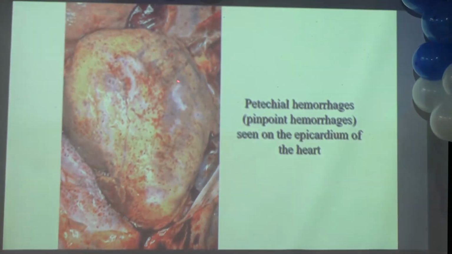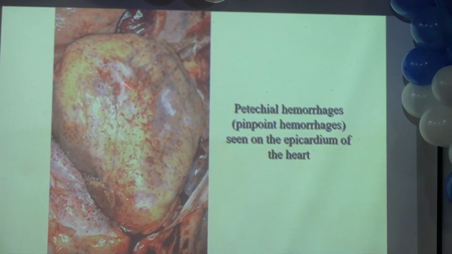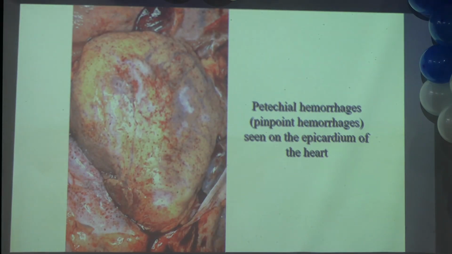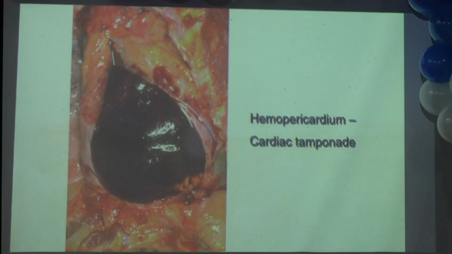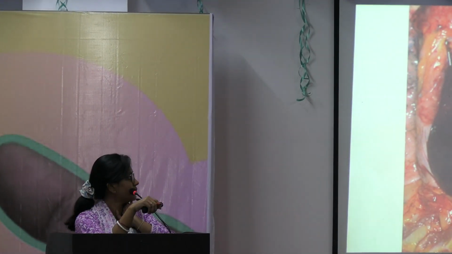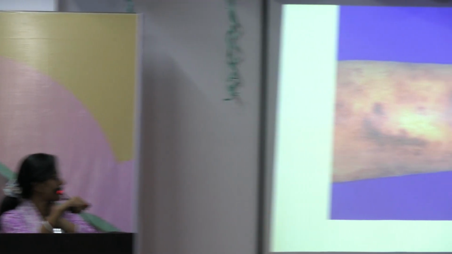This is a gross image showing pinpoint hemorrhages all over the pericardium, which are known as petechiae. Petechiae means what is going to be the diameter? This is hemopericardium, which is bleeding into the pericardial space, seen in cardiac tamponade. This is, what do you think?